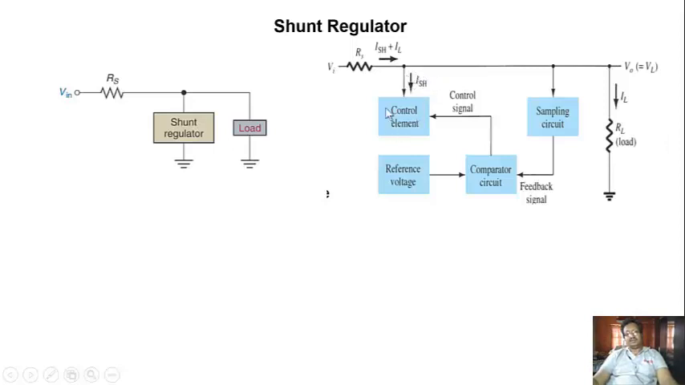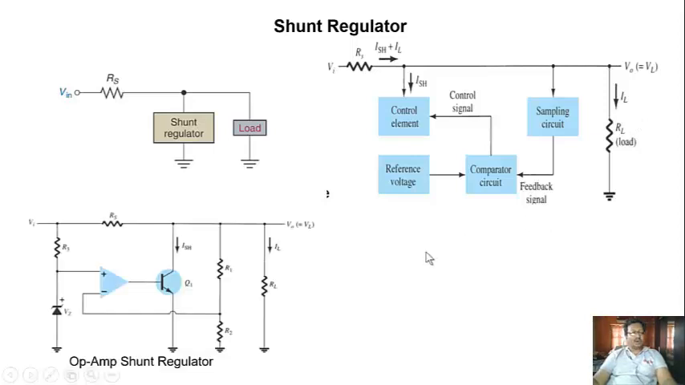This shunt current is again controlled by this controlling element. Actually, the sampling circuit samples the output voltage and compares it with the reference voltage to produce some error signal. Finally, the control element controls this output voltage or the load current.